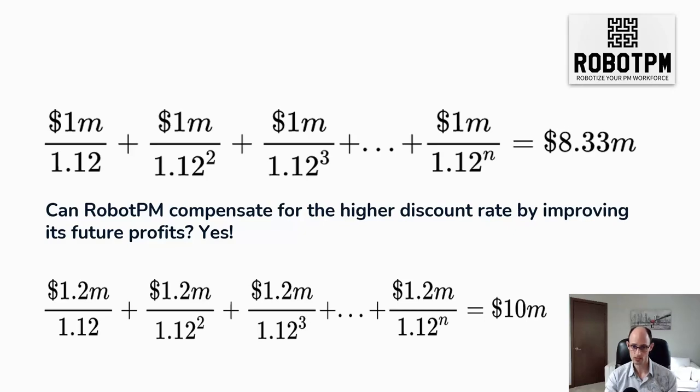In this case, if Robot PM manages to improve its business, and can convince itself and its investors that future profits will be not $1 million a year, but actually $1.2 million a year, then all of a sudden its current valuation will go back up to $10 million, even though we're still using that higher discount rate of 12%, which, as we said, is outside of the company's control.